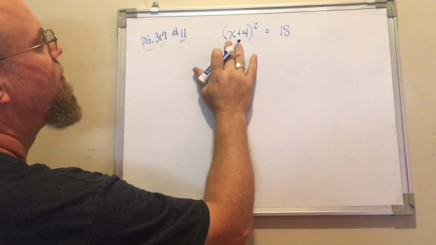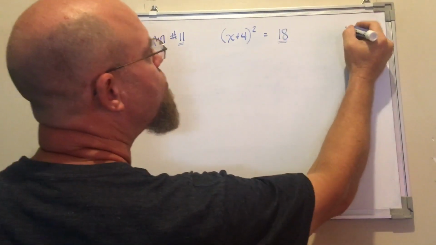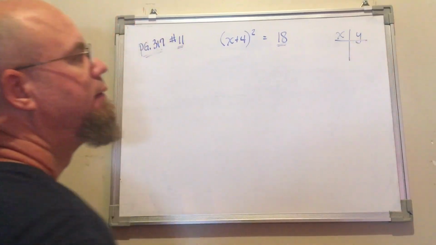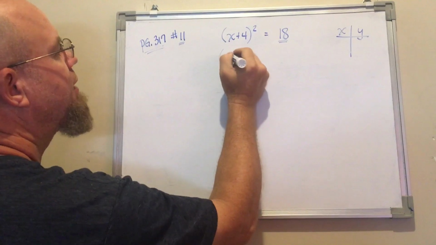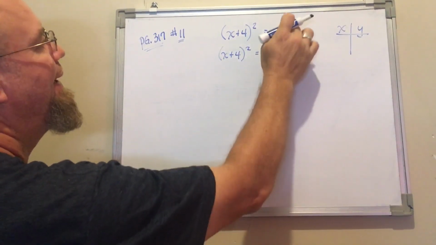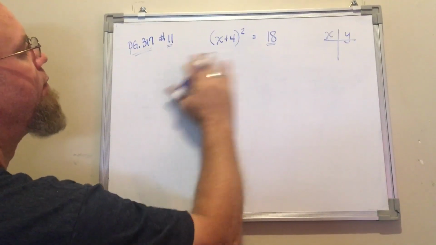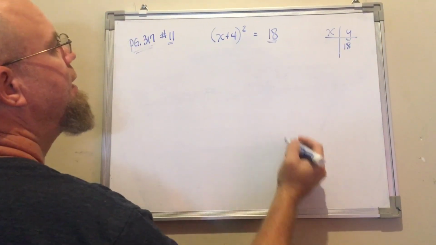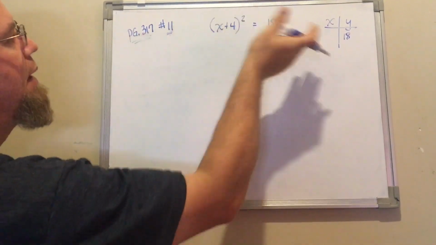Basically what this means is 18 is just one of your values for y. That's all it is, right? This equation, x plus 4 squared equals y, and 18 is just one of those values for y, all right? So I'm going to plug that 18 in here, and then we need to solve for x to find out what the x value is.